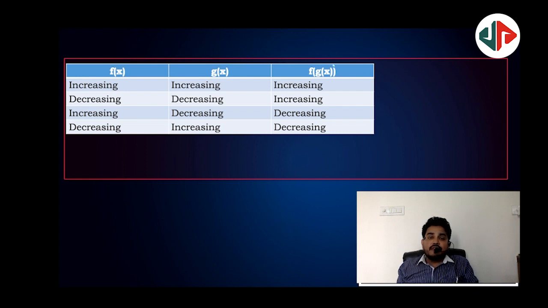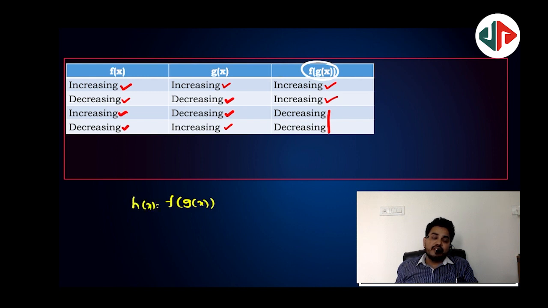Now, composite function f of g of x. If f of x is increasing, g of x is increasing, f of g of x is increasing. f of x decreasing, g of x decreasing, f of g of x is increasing. One of them is increasing, one is decreasing, or one decreasing, the next one increasing. In that case, the resultant will be decreasing.